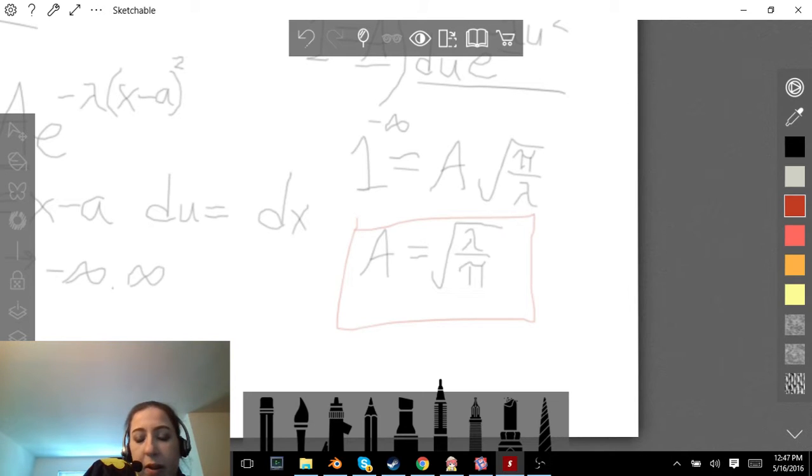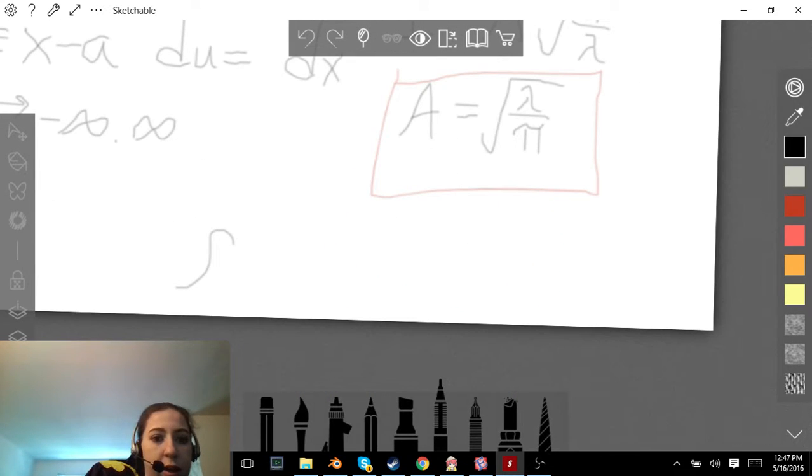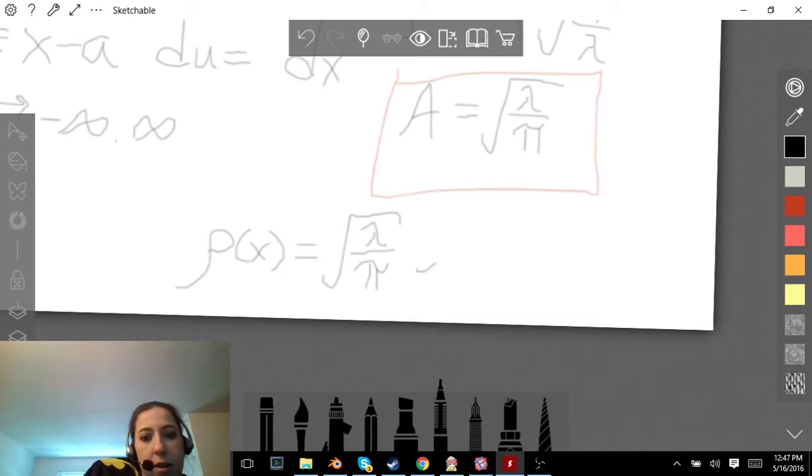Our normalization constant is going to be a over square root of pi. So as long as I put that into my function, then my function is normalized. So it will look like this. And then e to the lambda.